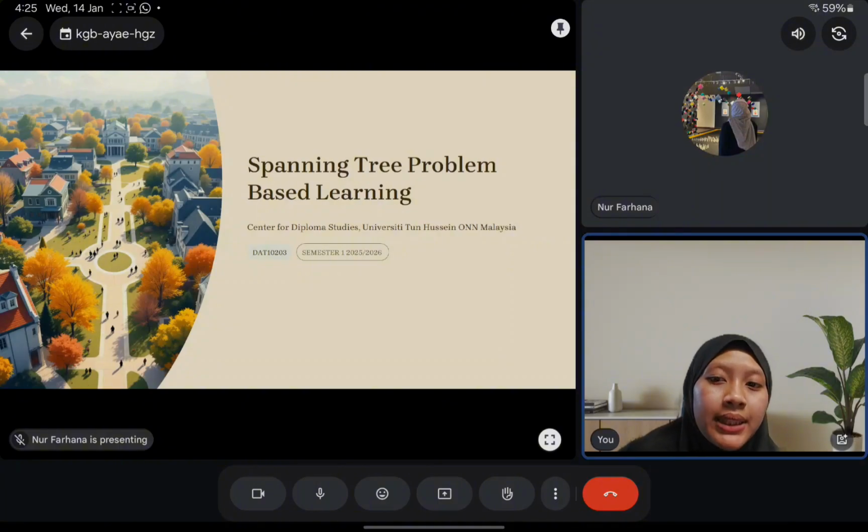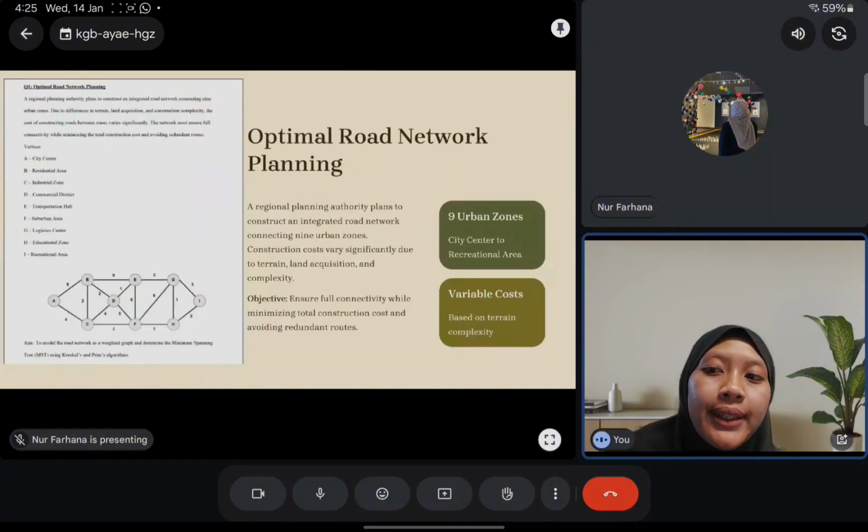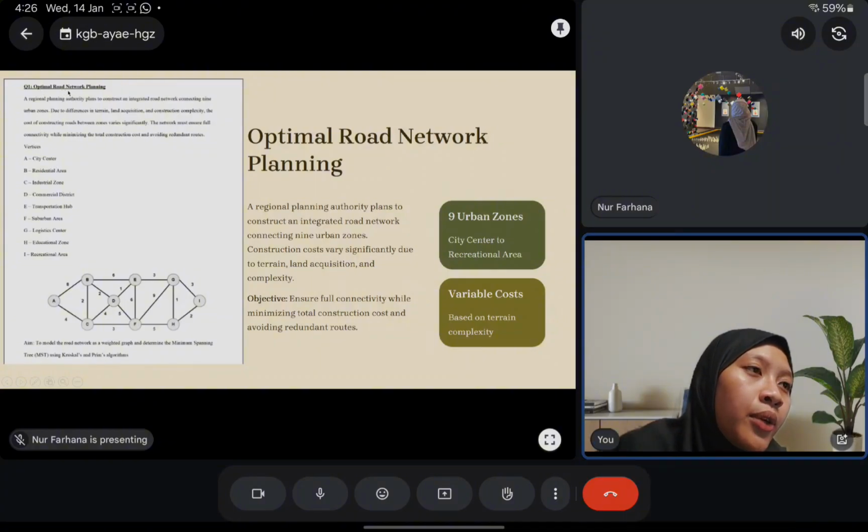Today I will be presenting about spanning tree problem-based learning. For this, our group got a question. The first question is optimal network planning.